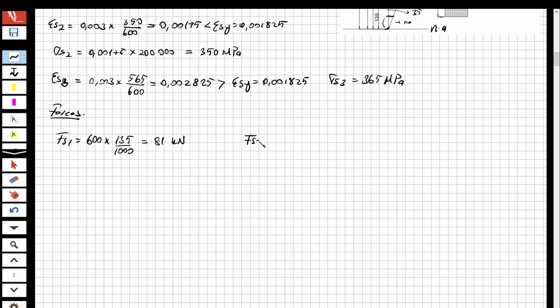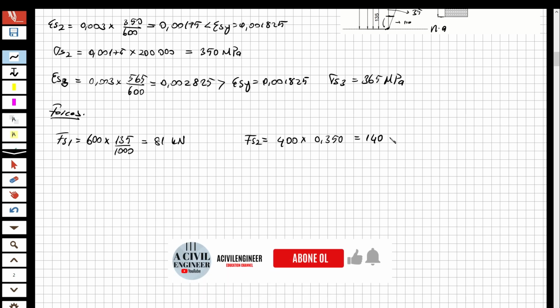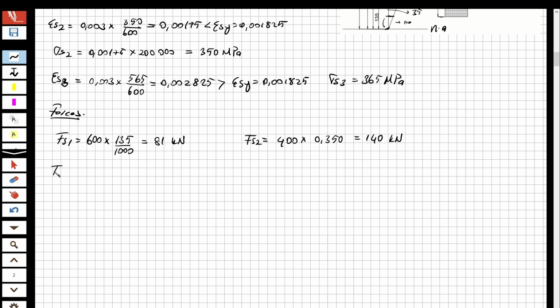So let's do it for Fs2. This is going to be 400, the area of the steel, multiplied by the stress inside the steel, which is 0.350, and this is going to be equal to 140 kilonewton. And Fs3 is going to be equal to 600, the same area as Fs1, multiplied by the stress, 0.365, and it's going to be equal to 219 kilonewton.